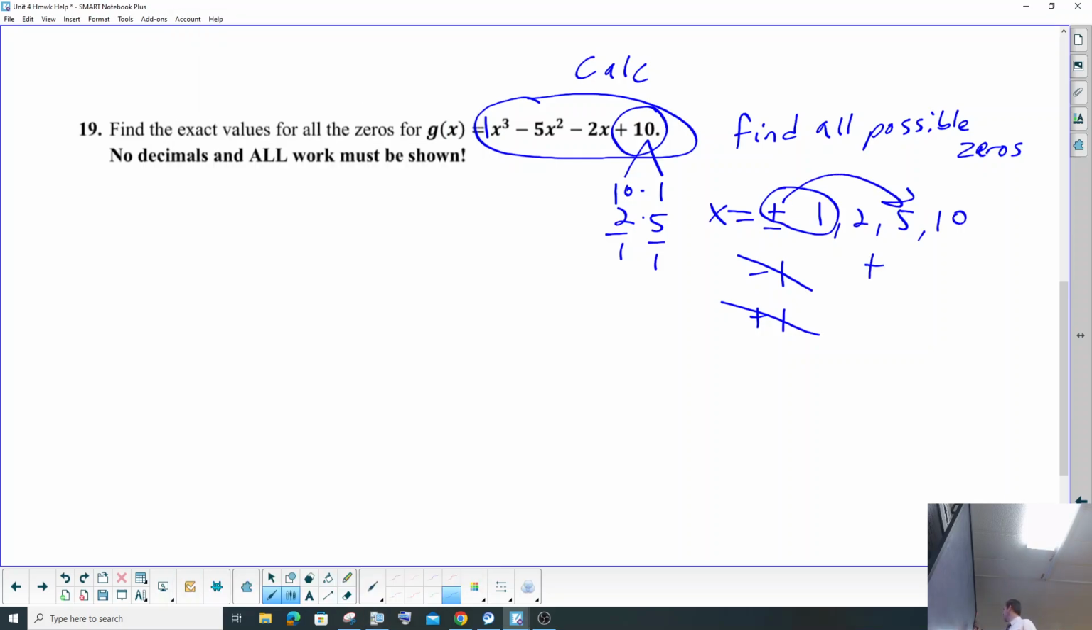A positive 5 works. So now that we know a positive 5 works, we can go ahead and do synthetic division. So 5, upside down house.